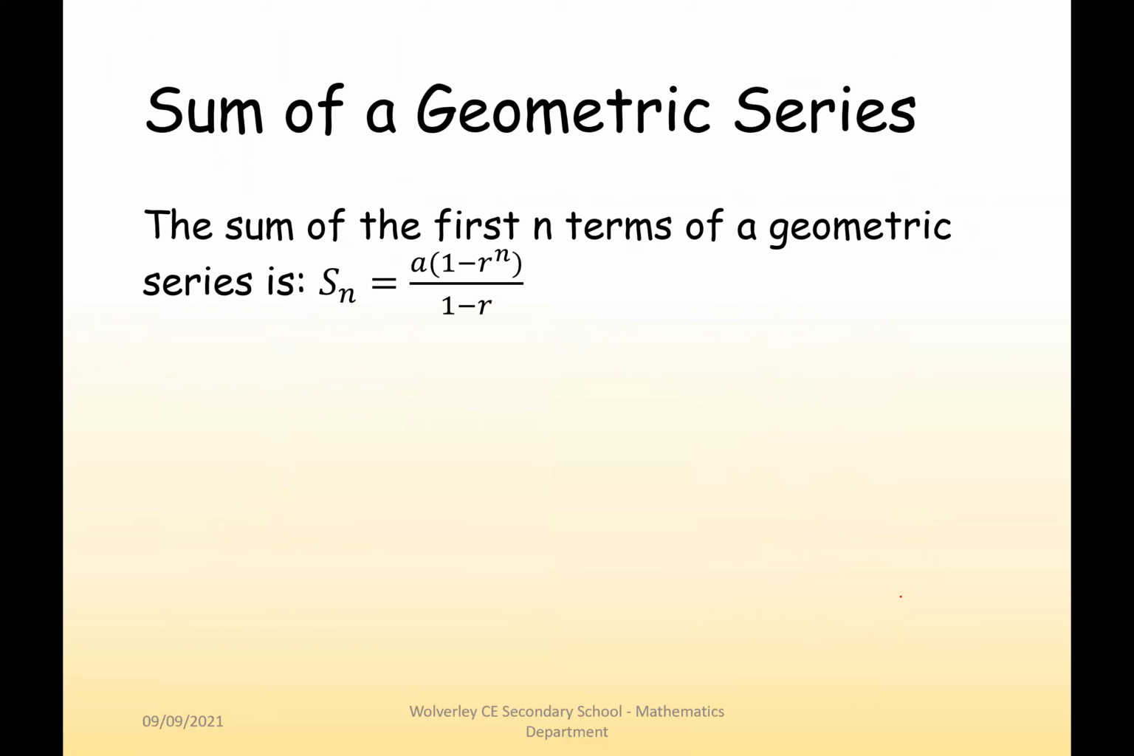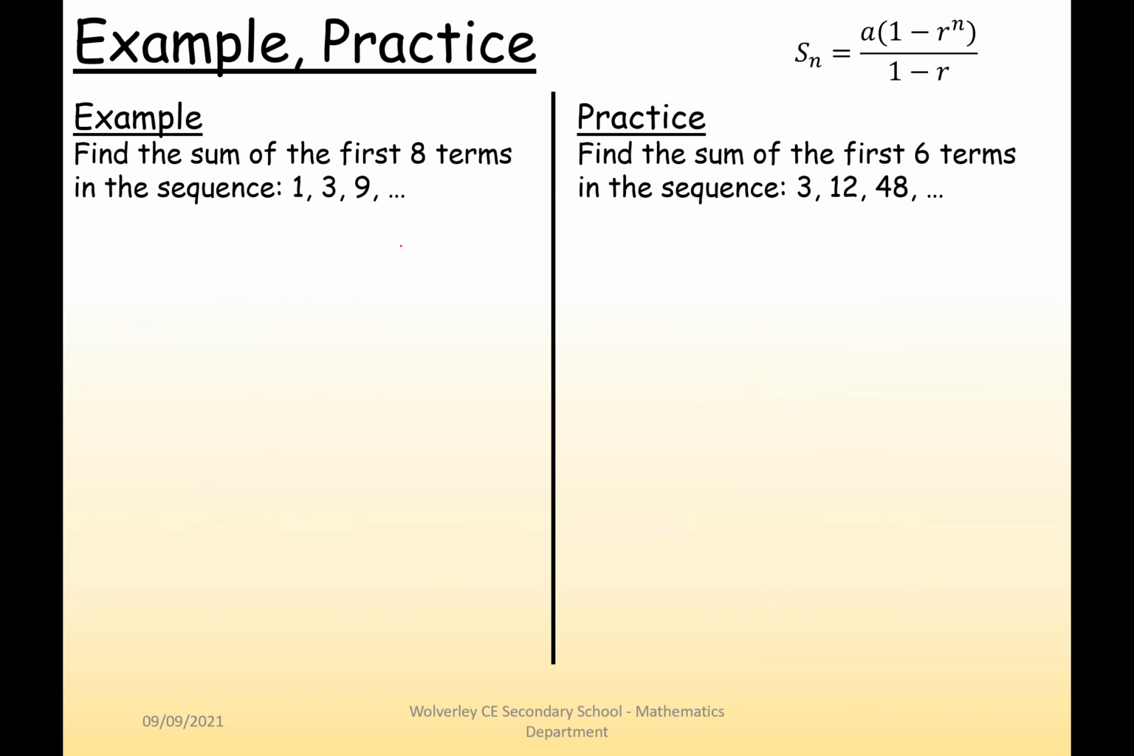Now, we've looked at finding individual terms. Let's have a look at how we can sum them together, so add them up. The sum of the first n terms of a geometric series is the sum to n equals a multiplied by 1 minus r to the power of n, all divided by 1 minus r. Whilst this might be a slightly more difficult formula to learn off by heart, it's still very easy to use. We just substitute in and then simplify. So that's what we're going to do.